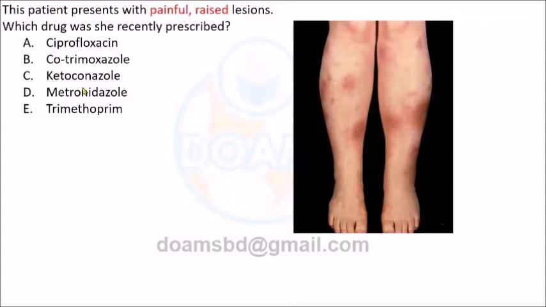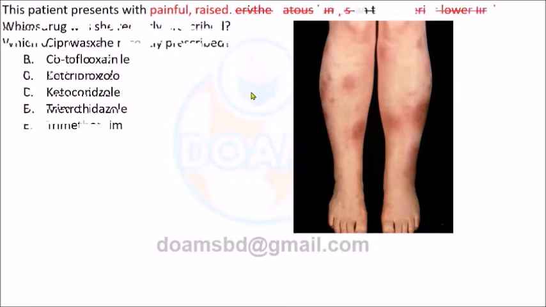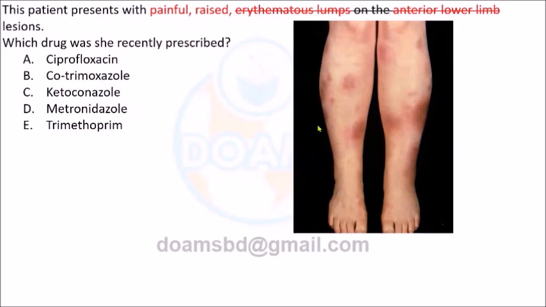Now try to understand. Before giving the treatment, we need to know the diagnosis. How to diagnose the case? Suppose this picture is not there. Then they would give you the question in a way that the stem of the question is: this patient presents with painful raised erythematous lump on the anterior lower limb. Doctor, do you understand what I mean? That means there will be no picture. If the question is text based, then this whole information will be there.